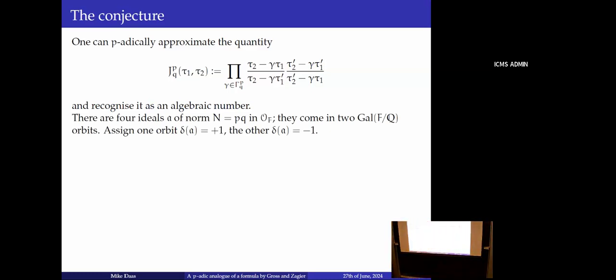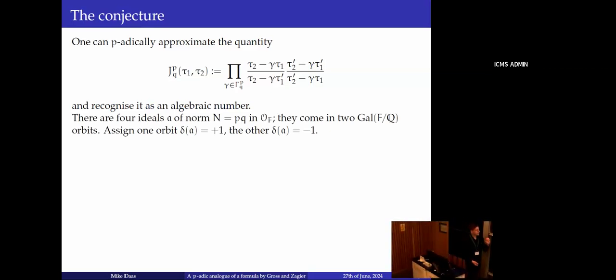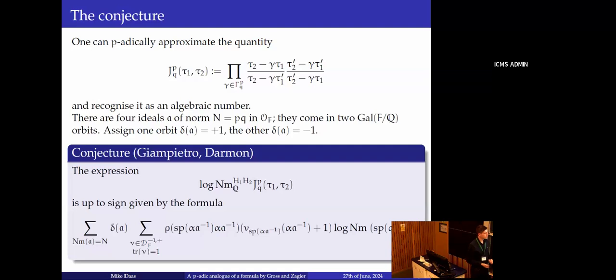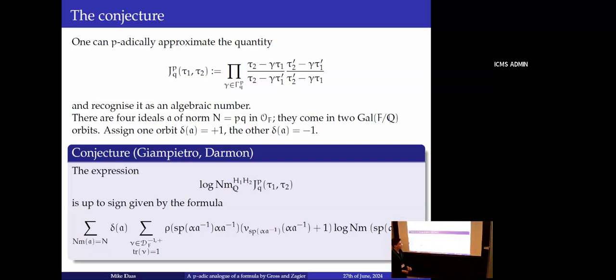So they must split in this field F. So I get 4 ideals of norm n. And I just take one Galois orbit, assign it the sign +1, the other one -1, it doesn't really matter how I do it. Because then the following was conjectured by Sophia Gianpietro and Henri Darmon: that this expression, this algebraic number that I've defined here, is, up to sign, given by this gargantuan formula that barely fits on the slide.